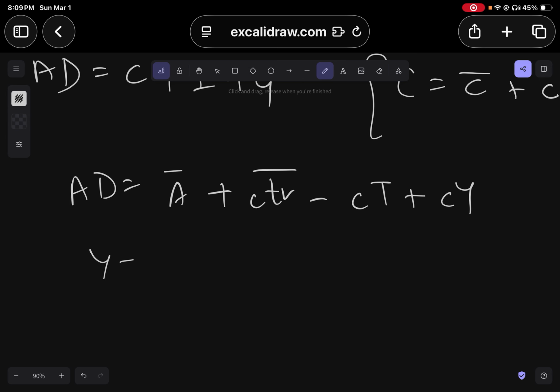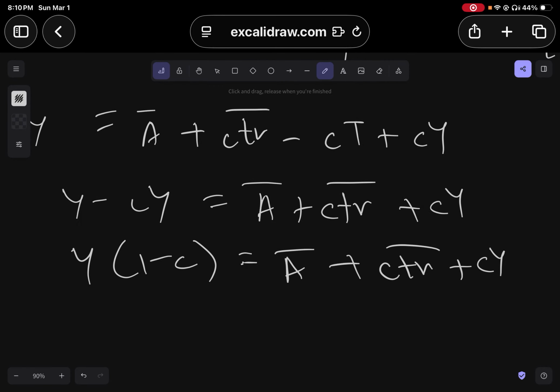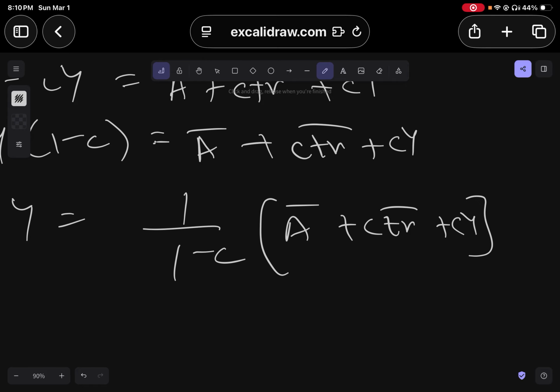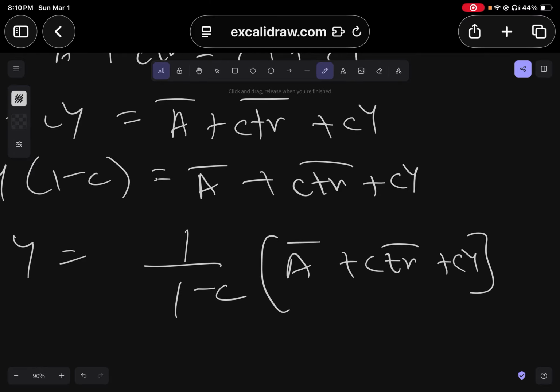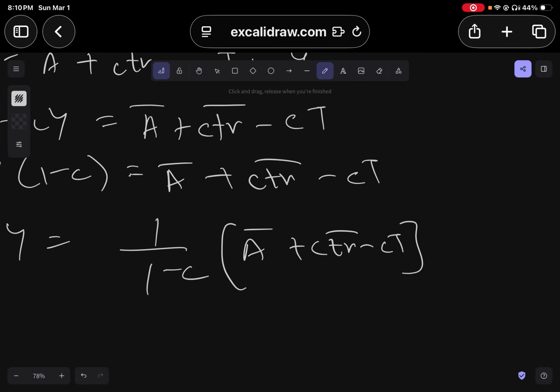Since it is in equilibrium, Y minus CY is equal to A bar plus CTR minus CT. Y times 1 minus C is equal to A bar plus CTR minus CT. Y is equal to 1 upon 1 minus C times A bar plus C TR bar minus CT. Sorry, I made one mistake. Since CY is being taken to that side, it is not plus CY, it is minus CT.